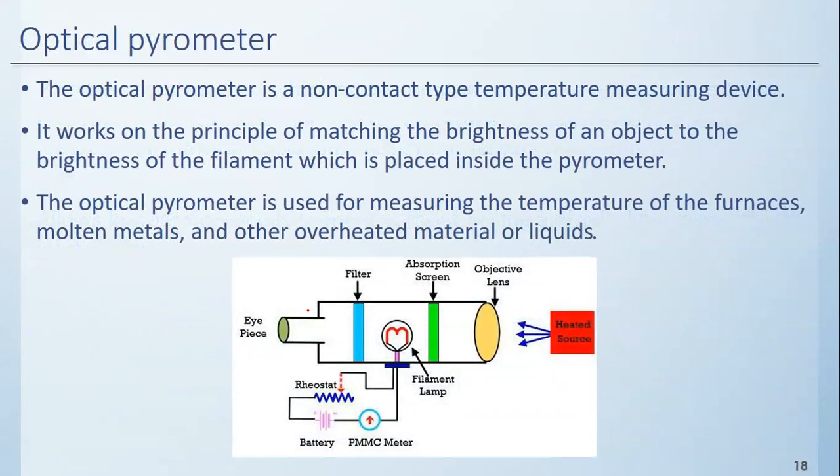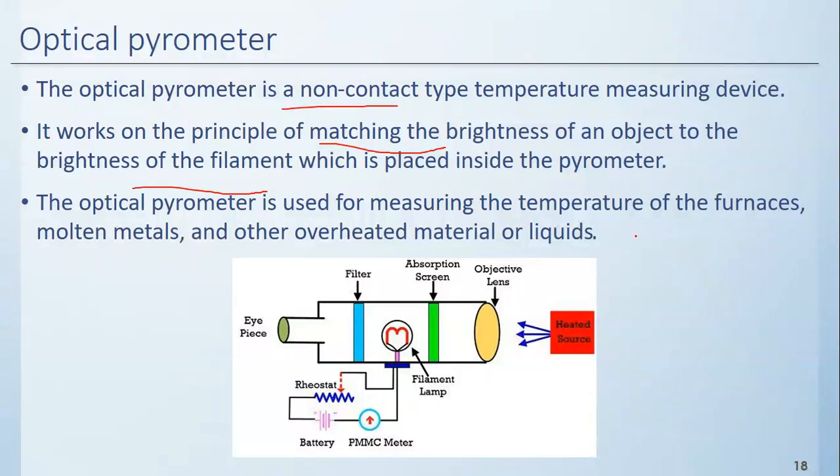Okay. Now this is your optical thermometer. It facilitates a non-contact type of measurement of temperature. Okay. Now the principle is this: matching the brightness of an object to the brightness of a filament which is placed inside the pyrometer. Now here you have an object, a heated source. The brightness of this heated source has to be matched with the filament inside the lamp. Okay. If there is mismatch, that mismatch is measured as a temperature change.